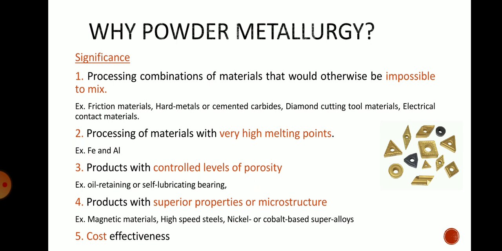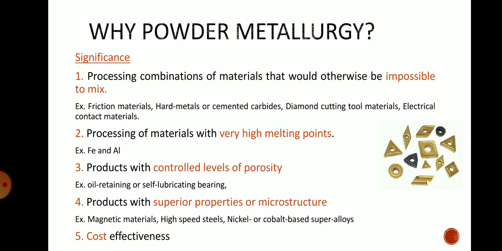Next, cost effectiveness. Compared to other processes, this is also a cost effective process. We use just a few steps to prepare the powder, and then a few steps to prepare the final component. So by using this overall process we can prepare the component at very low cost. So these are the significances of powder metallurgy.